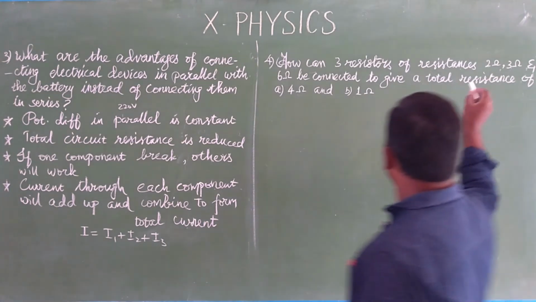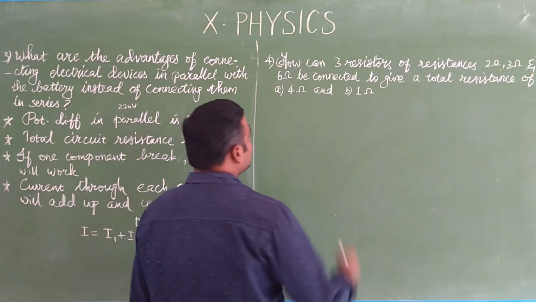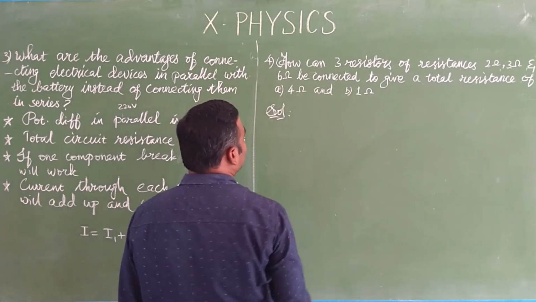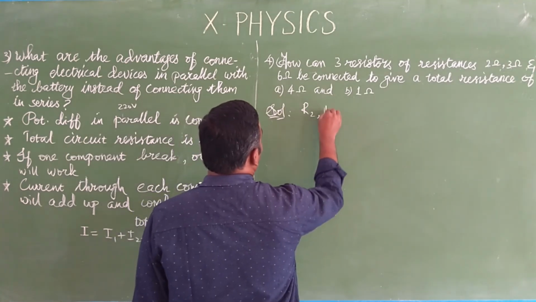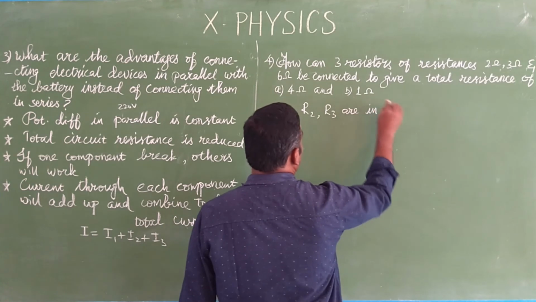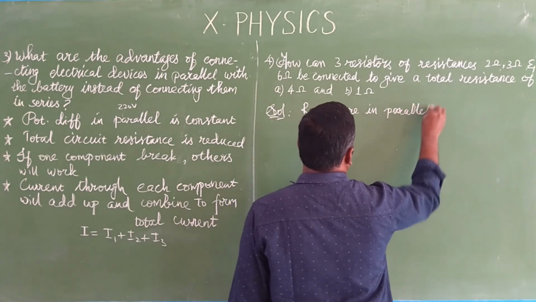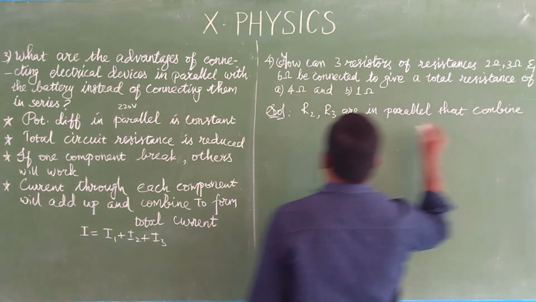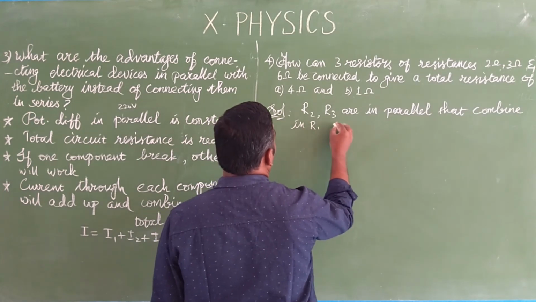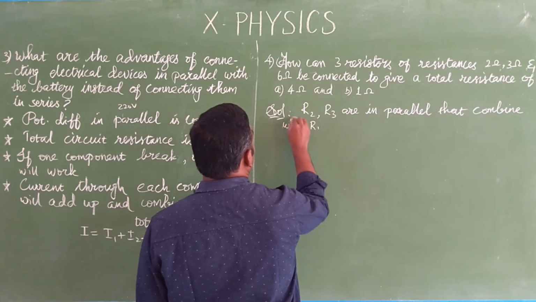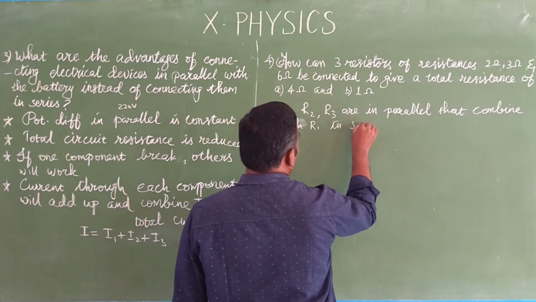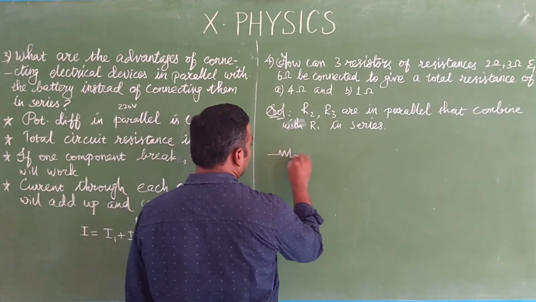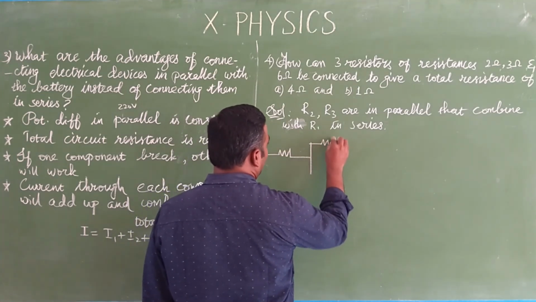So 2 ohm will be in series with 3 and 6, but 3 and 6 will be in parallel. Listen, the solution comes like this. R2 and R3 are in parallel, and that combination is in series with R1. So the circuit should be like this: this is R1, and in series with it is the parallel combination.